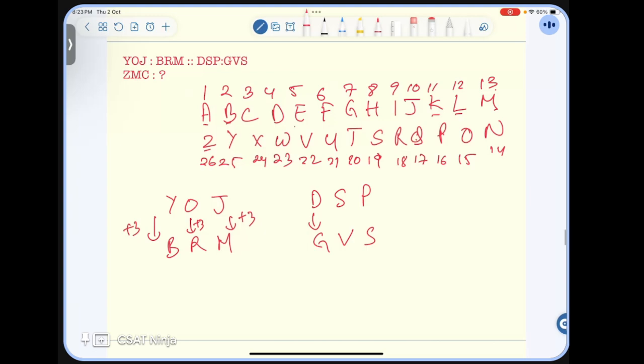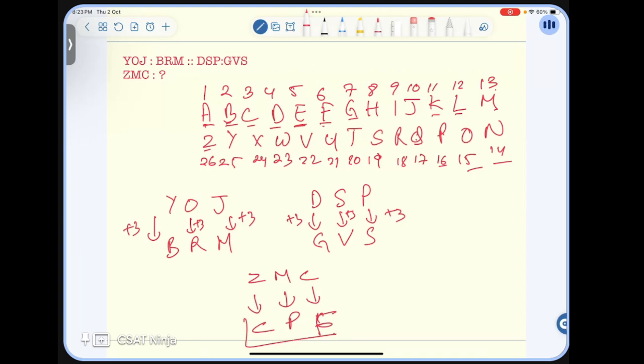D and G. 1, 2, 3. There's a plus of 3. S and V. There's a plus of 1, 2, 3. Again, same thing here, P and S. There's a plus of 3. So every term there's a plus of 3. So let's check Z, M, C. Z plus 3 is 1, 2, 3, which is C. M plus 3 is 1, 2, 3, which is P. And C plus 3 is 1, 2, 3, which is F. So the answer is C, P, F there.